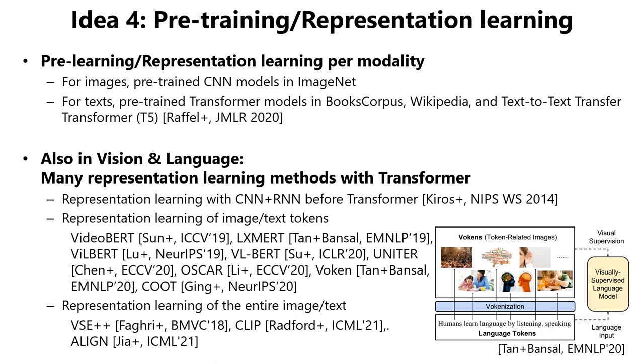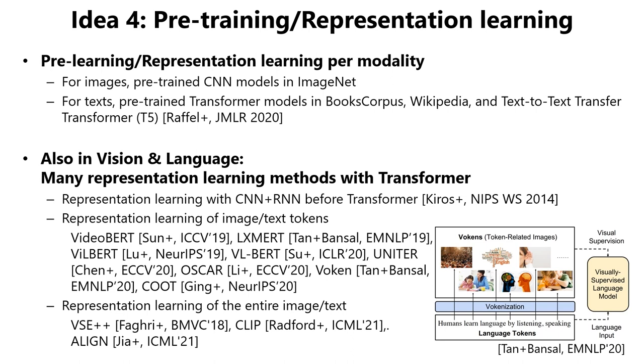The fourth way of doing this is through pre-training and representation learning. For example, for each modality, a CNN or a transformer model is trained on a large dataset, such as ImageNet for images or T5 for text. Then additional datasets are used for fine-tuning for a certain vision and language task. Furthermore, the popularity of transformers has led to the emergence of a variety of representation learning methods.